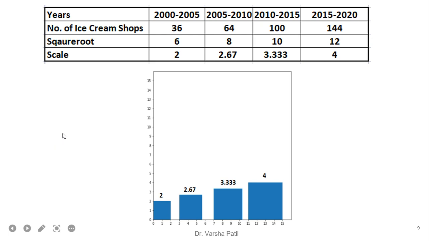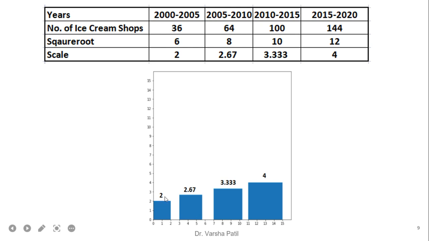Sometimes it may happen that the values of square roots are also very large, so sometimes we can use a scale. Now here the years are given and the number of ice cream shops. So now the number of ice cream shops are 36, 64, 100 and 144. We can take the square root, but sometimes even with the square root the values are large, so we can use a proportional scale. Now here the scale used is one in which we divide the number by 3. So here we are getting the answers 2.67, 3.33 and 4.